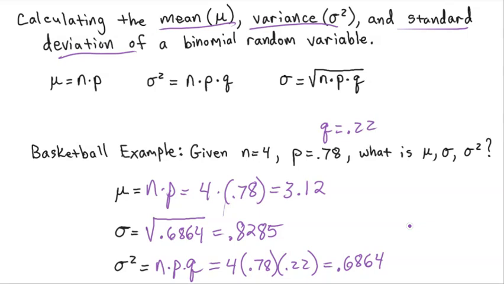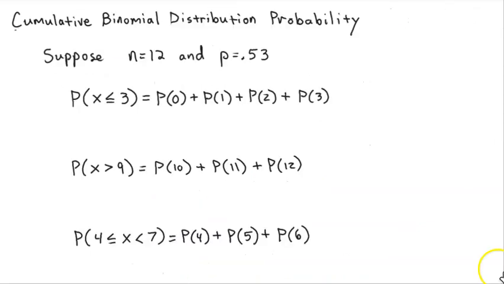Okay, and that's how we calculate the mean, the variance, and the standard deviation of a binomial random variable. Now we're going to look at what we call cumulative probabilities. A cumulative binomial distribution probability just means more than one number. Previously we asked, what's the probability of missing all the shots, the probability of 0? What's the probability of making one shot? But now we're going to look at probabilities where the binomial random variable is less than a particular number, or less than or equal to, or greater than a number, or in between two numbers.